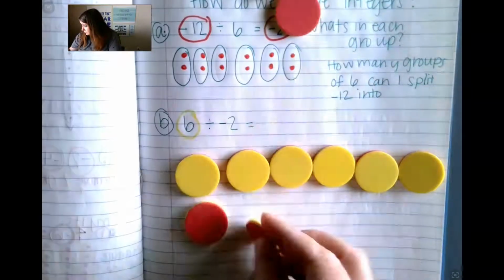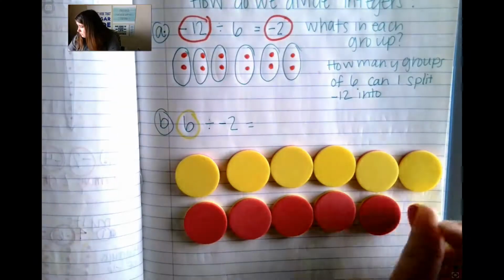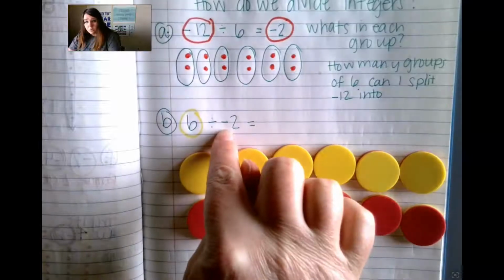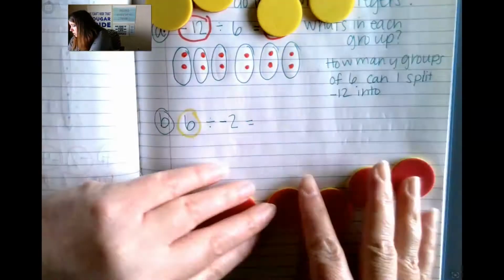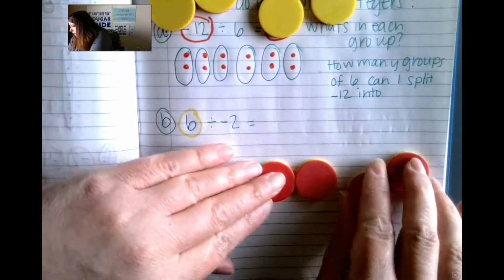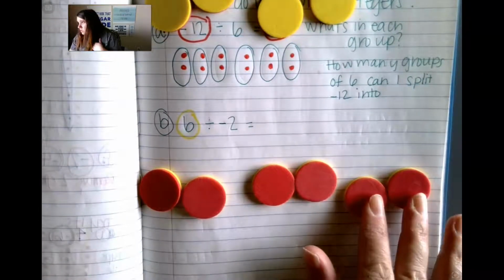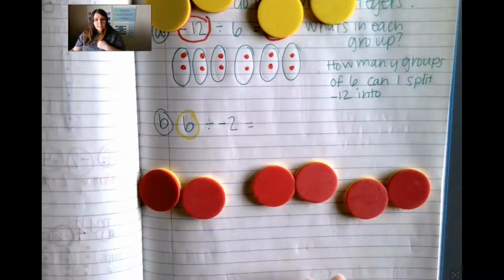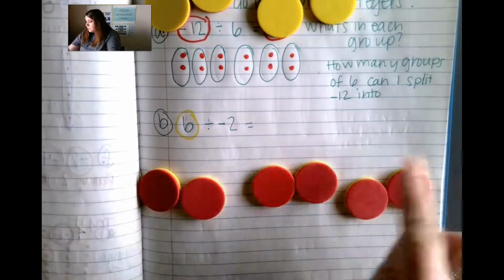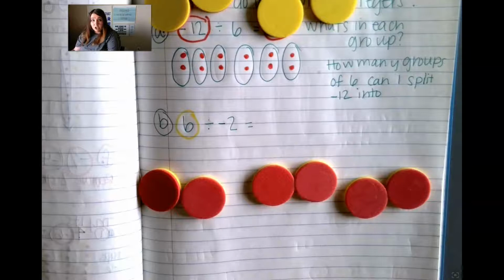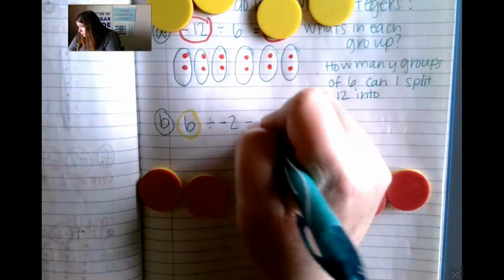I'm going to do this by creating 0 pairs, and then I'm going to remove the positives so that I can split this into groups of -2. Here's a group of -2, here's a group of -2, and here's a group of -2. So if I split this up, I have 1 group, 2 groups, and 3 groups of -2. They're red inside, so I get -3.